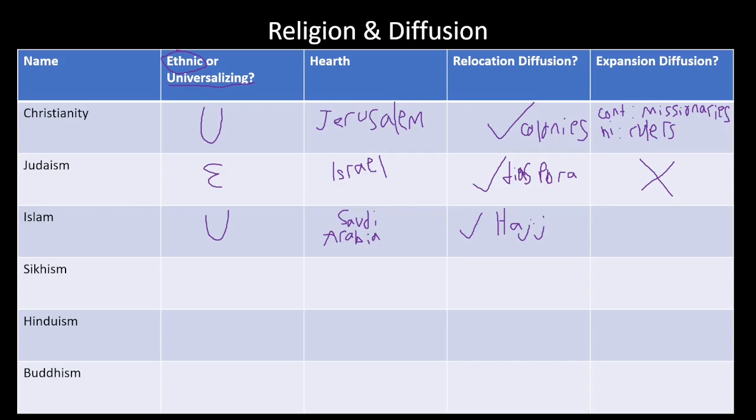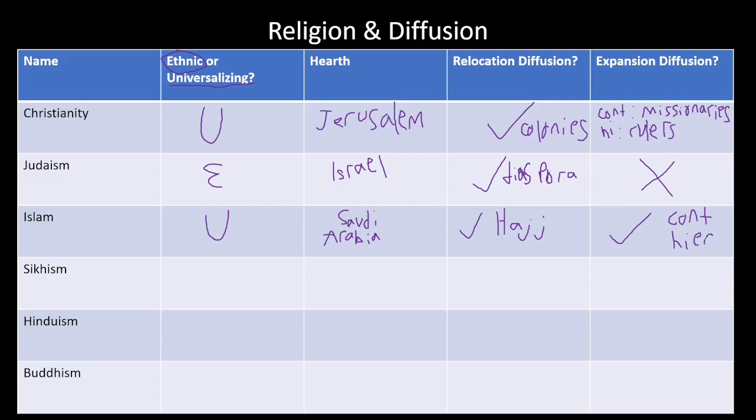And then, what about expansion diffusion? Yeah, so I'll just put a check here. Contagious diffusion is a good one to say. I write out the types. Contagious diffusion. And then hierarchical diffusion.